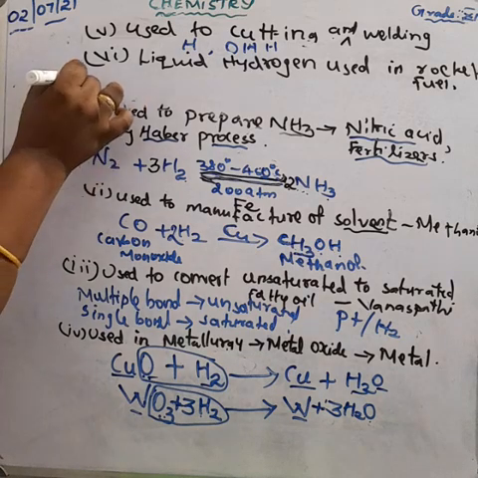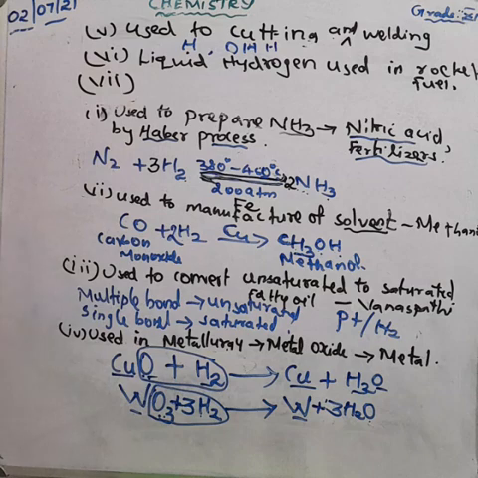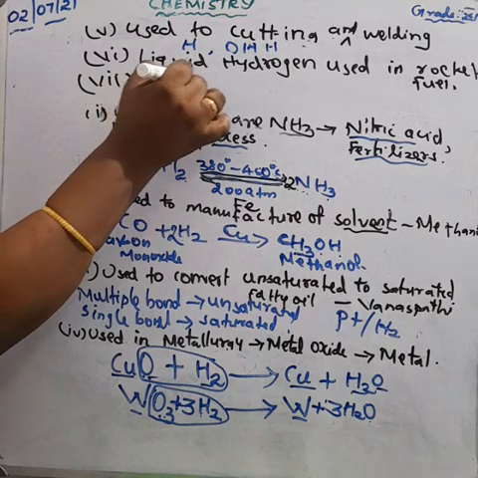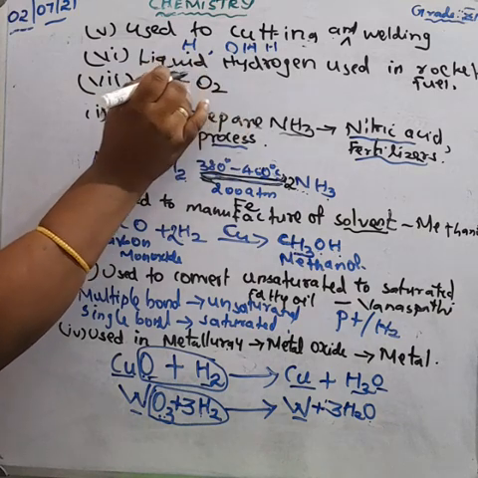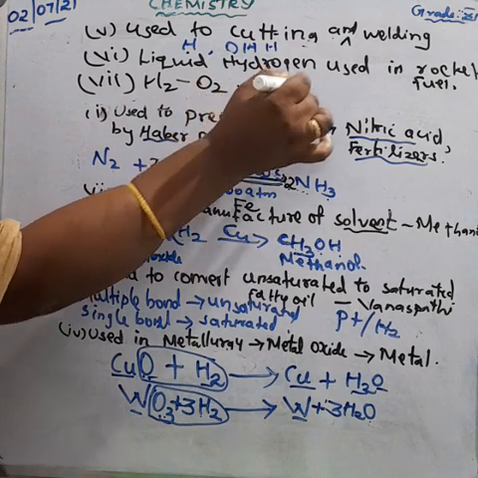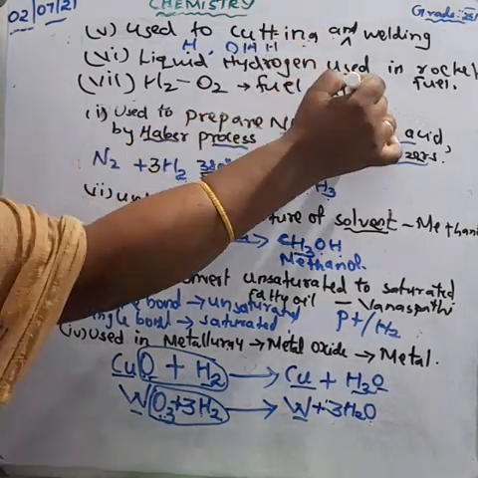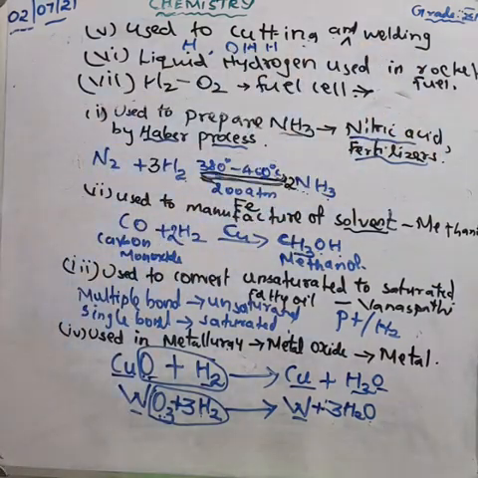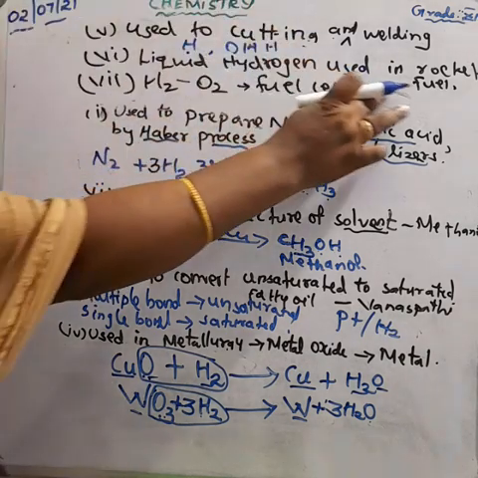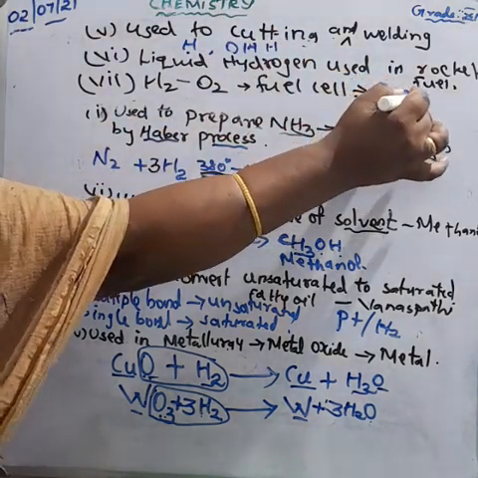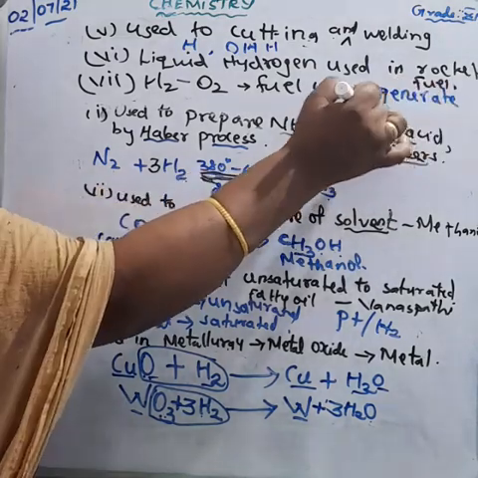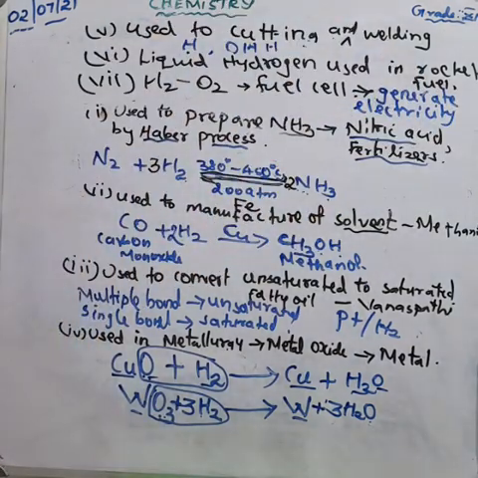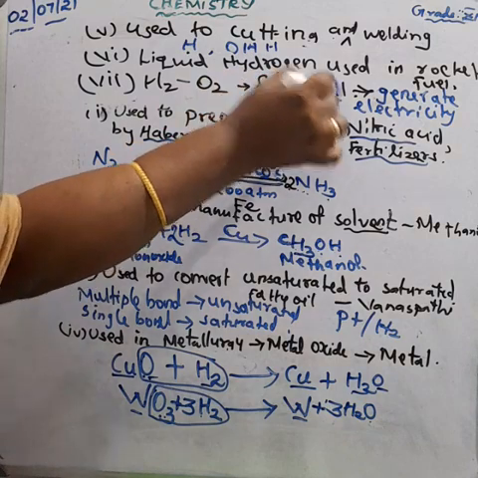What is the seventh use? Hydrogen is used in fuel cells to generate electricity. We studied that in the last class. When hydrogen combines with oxygen to form water, this reaction is very explosive and we can get a lot of energy from it. So we can use these two, hydrogen and oxygen, in a cell, that is the hydrogen-oxygen fuel cell.